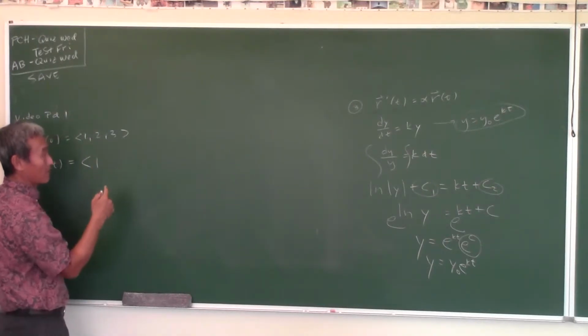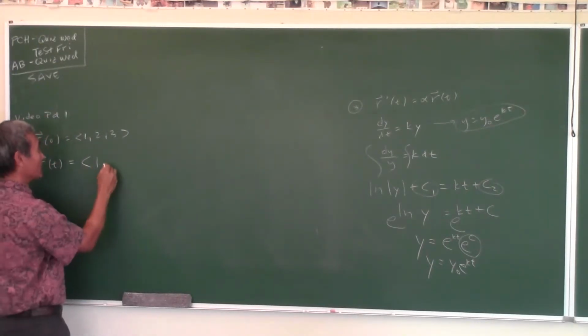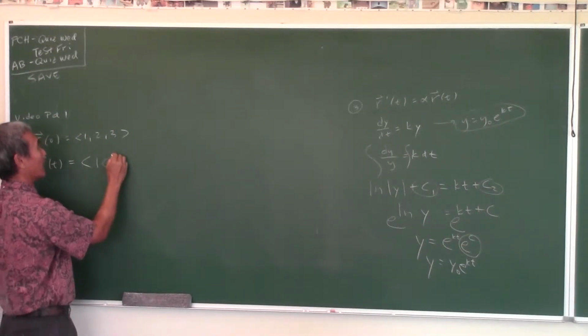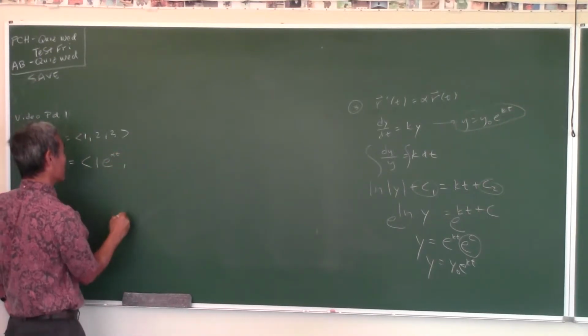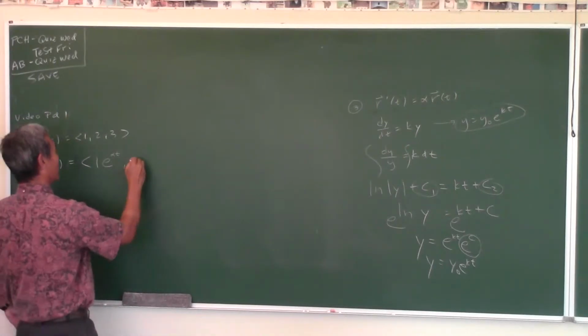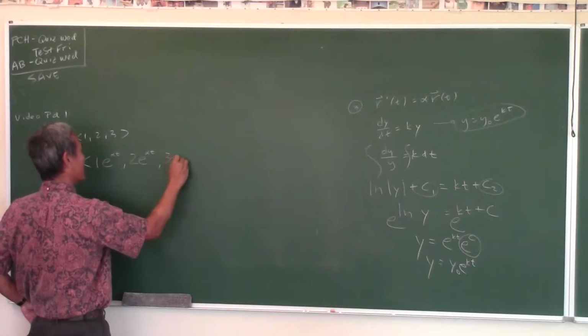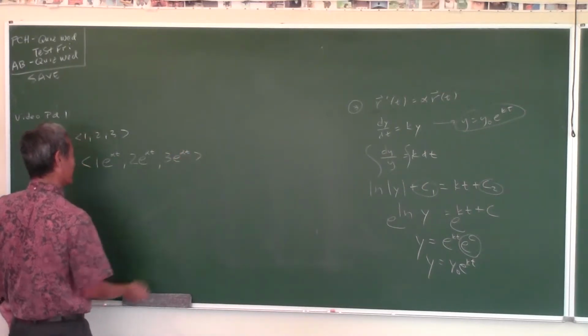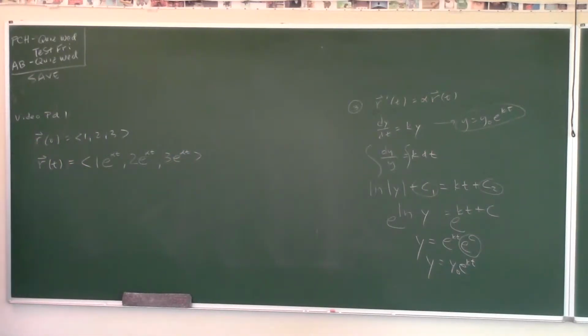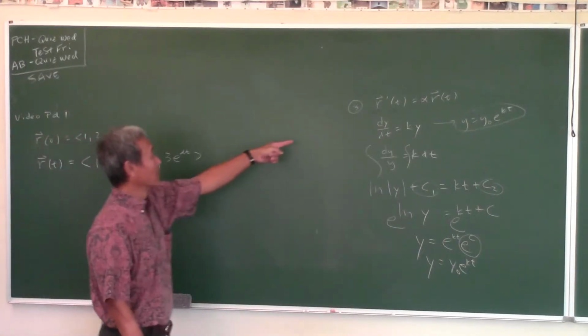Yeah, but in our problem, k is alpha, yeah? 1 e to the alpha t. What is the y component going to be? 2e to the alpha t, and then 3e to the alpha t. And there you go. So the hardest part of that problem is to remember this.